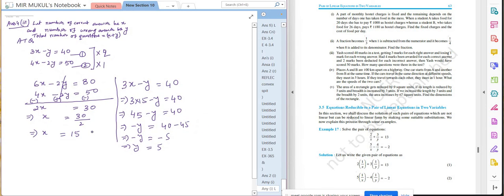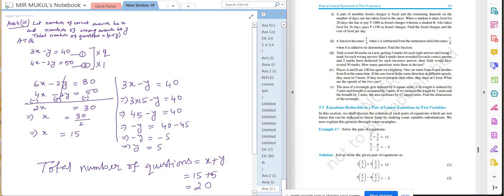So the total number of questions equals x plus y. So 15 plus 5 equals 20. Understood? Yes, sir. Okay.